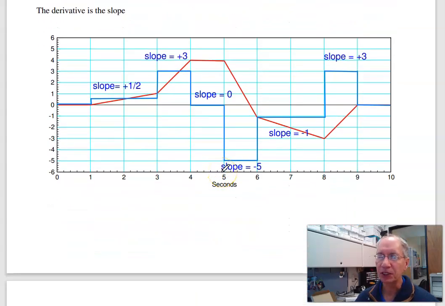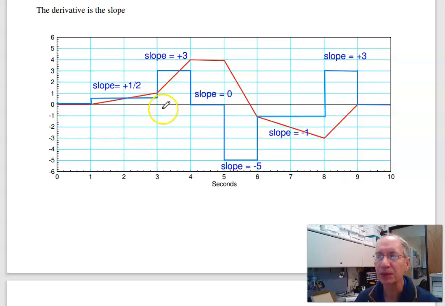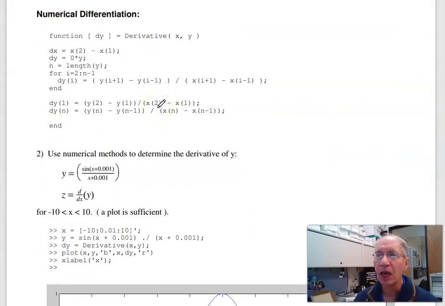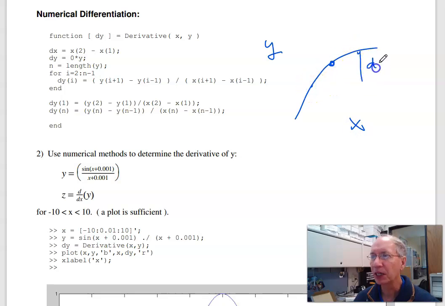Again, derivative is just slope. So if you have a curve, you can find the derivative by hand, just by measuring the slope at any given point. I can also do numerical differentiation. Numerical differentiation is the same idea. Given a point on a curve, I want to find the derivative at this point. Here's y, x. Take y of i plus 1 minus y of i minus 1. This distance is dy. This distance is dx. The ratio is the slope. That's roughly the slope at this point.